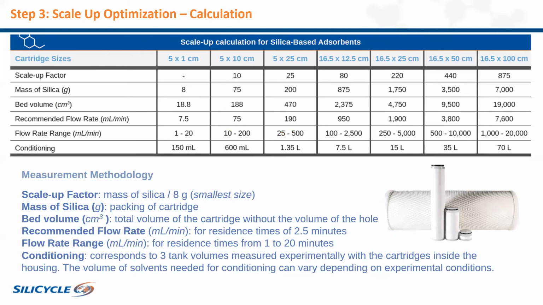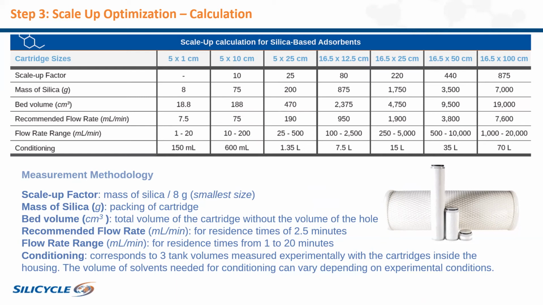So we're going to go a bit slower on this table because we have important parameters to talk about. You can see the first line, you have the different size cartridges that are available from 5 by 1 centimeters all the way to 16.5 by 100 centimeters. You have your scale-up factors, the factor you will use to multiply by for the cartridge that you use.